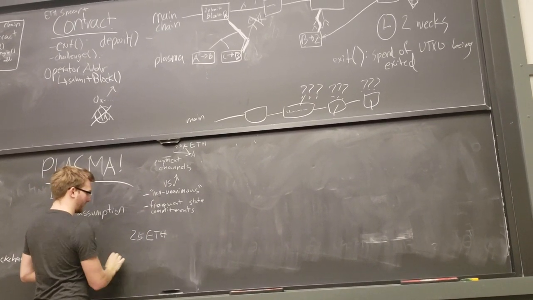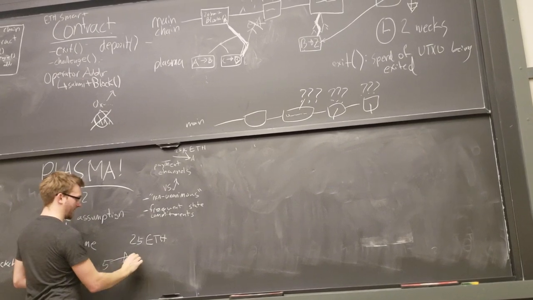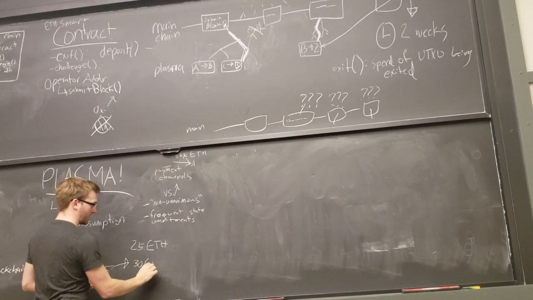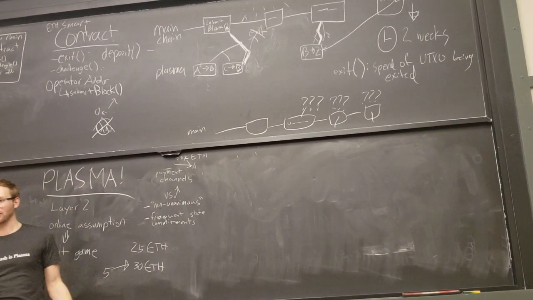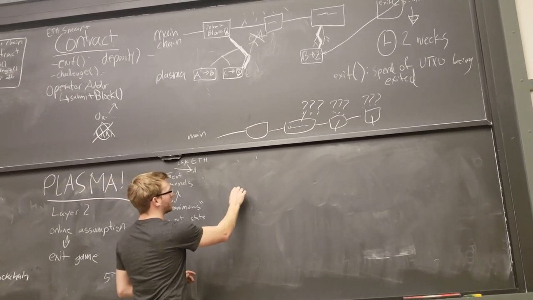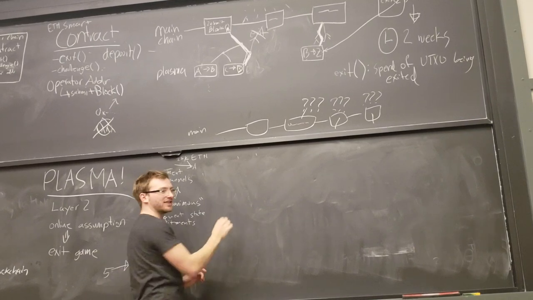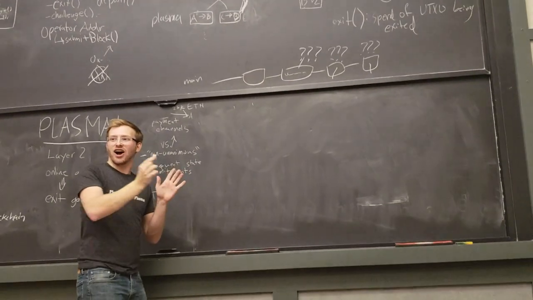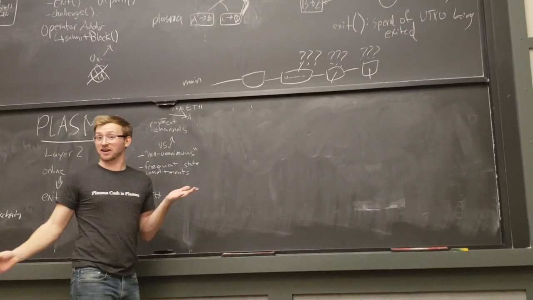There's 25 ETH, and then someone deposits 5. Now there's 30 ETH, and that's about all we said about the money that was in the pool. In Plasma Cash, what we do is the following: we basically say that coins are sort of like on a number line. It's very weird, but it ends up working.